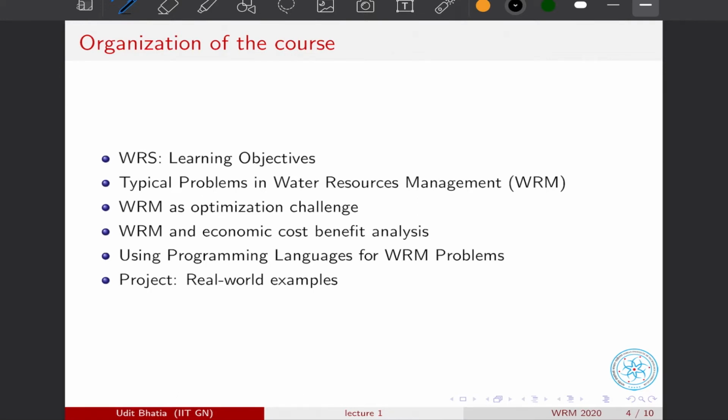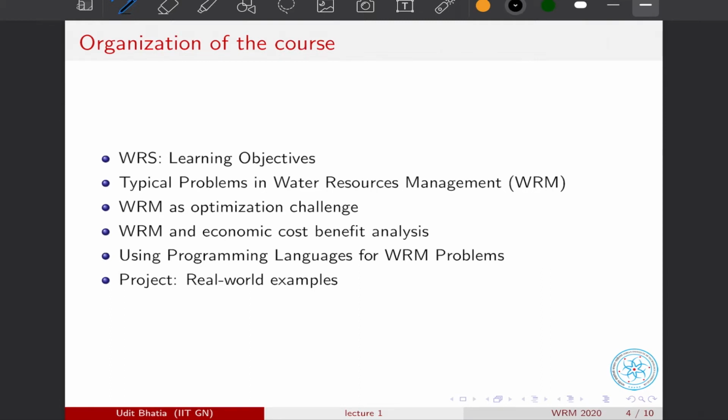Then we will learn how to put water resource problems as an optimization challenge, how to write equations, and how to look for constraints. Once you have identified the system, the objective function and constraints, then we should definitely look forward to solving them. And we will learn various methods.